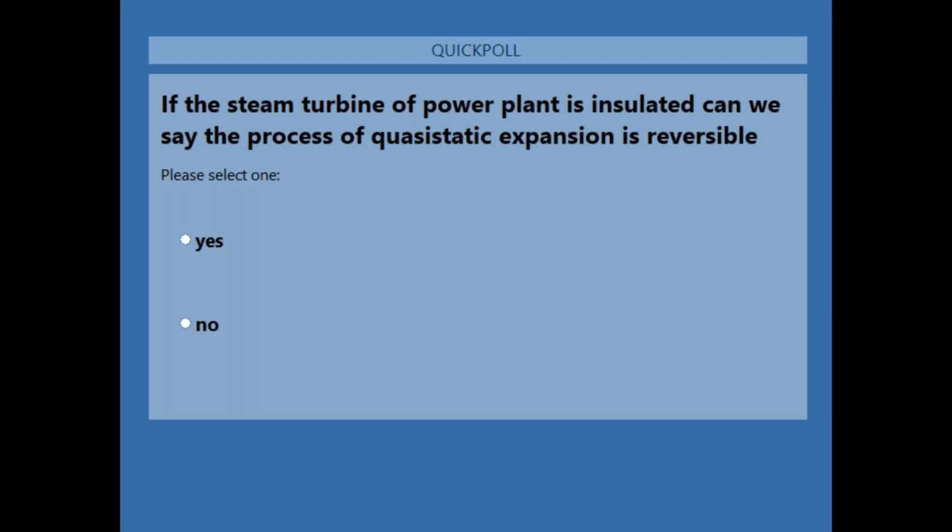So even if you are insulating the steam turbine, because it is a mechanical system, there would be certain friction. And if you are not imagining that the steam turbine is a frictionless kind of steam turbine, then that process of expansion would remain irreversible. It won't be reversible.